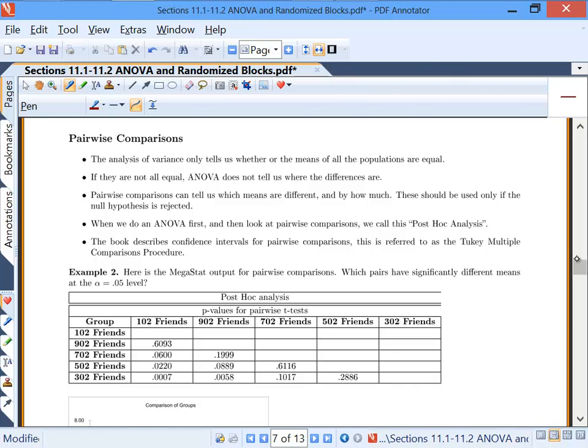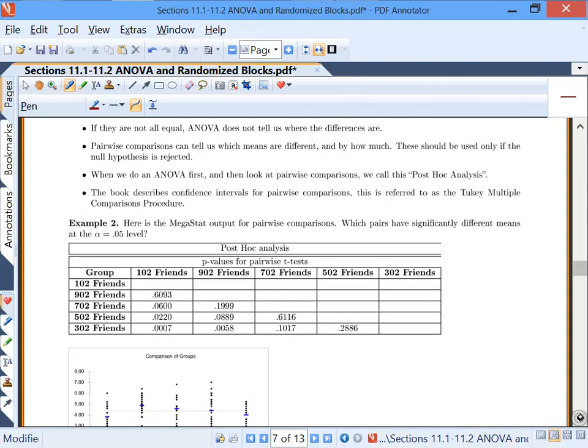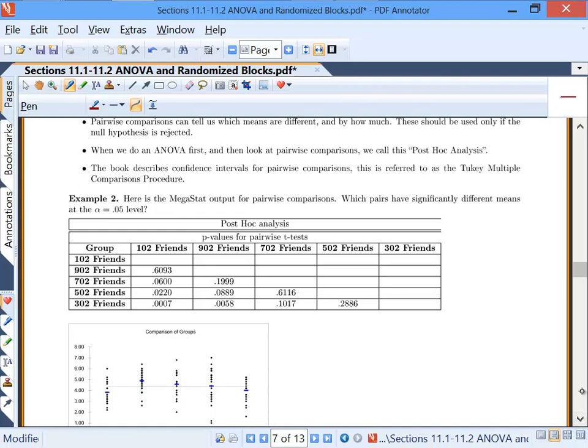The most famous or common one is the Tukey multiple comparisons. We're not really going to focus on this. It doesn't pop up really in homework very much, but I did want to show you what one might look like. So this is a MegaStat output. We're going to use alpha equals 0.05, and we just want to know which groups are significantly different from the other groups.